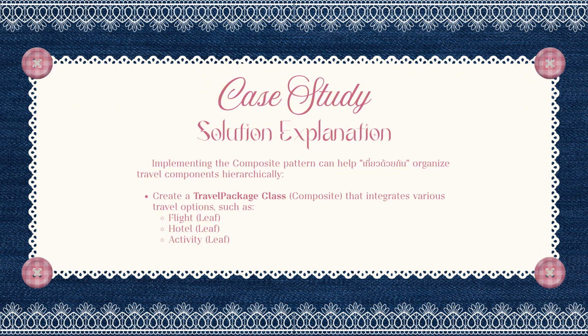In the case study solution explanation, to improve the travel application, we apply the composite pattern. We create a travel package class as the composite, which can include different options such as flight, hotel, and activity. By combining these elements into one structure, users can manage their trip more quickly and efficiently. The composite pattern organizes all these components in a way that feels natural and easy to interact with.